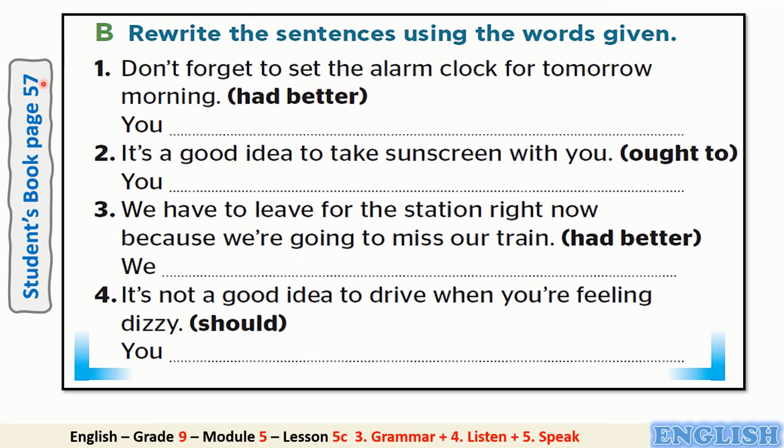This is exercise B in the student's book, page 57. Rewrite the sentences using the words given. As you see here, we have 4 sentences. We are going to rewrite them using these verbs: had better, ought to, had better, and should. Now pause the video, then answer. Now let's check your answers.